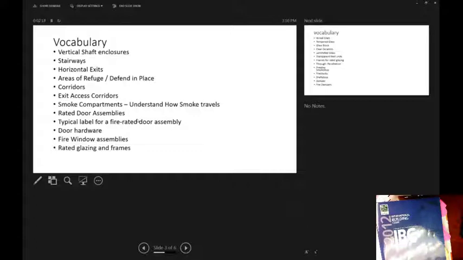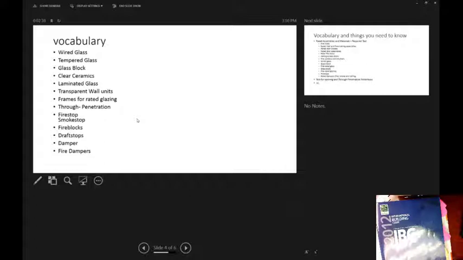You're going to learn a little bit about rated door assemblies. What does it mean by a door assembly? And then typical label for a fire-rated door assembly, a fire window assembly, a rated glazing and frames. What is glazing? Because I want you to understand what that term means. And then there are a lot of things that go with the glazing. Wire glass, tempered glass, glass block, clear ceramics, laminated glass, transparent wall units, frames for rated glazing. All of those are a part that you need to understand.